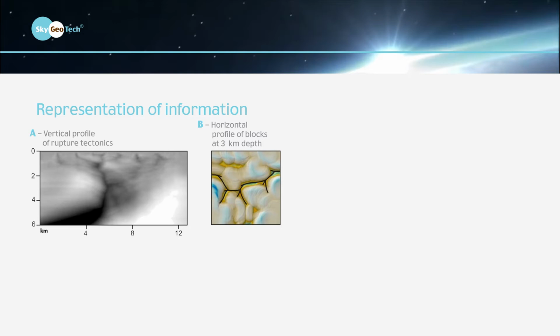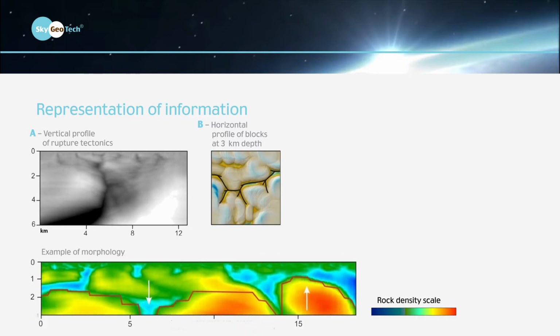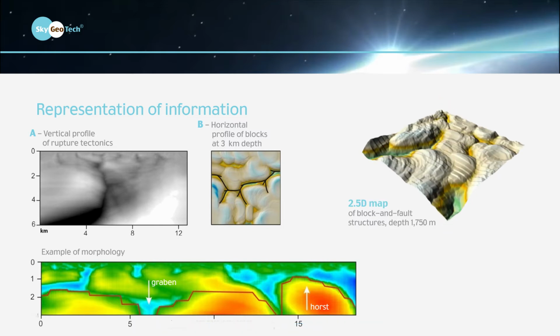Here are the pictures of graben and horst structures. Red color is a dense rock, the horst. Blue color is a decompaction zone, the graben. We also use 2.5D maps to see the geometry of the area.